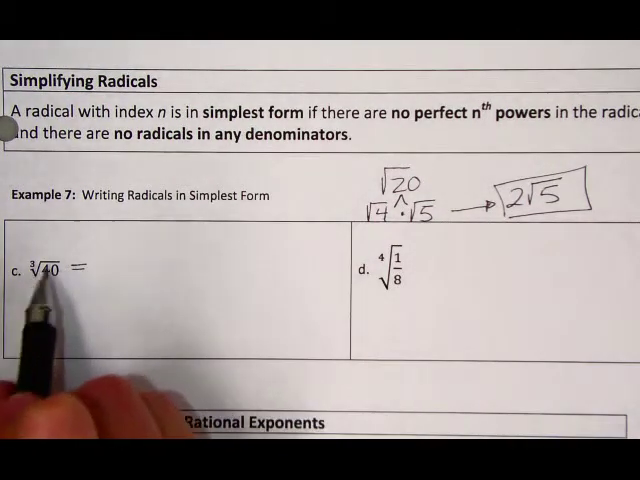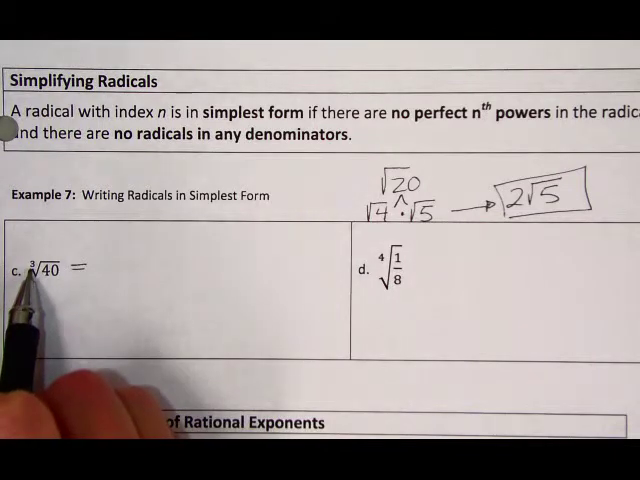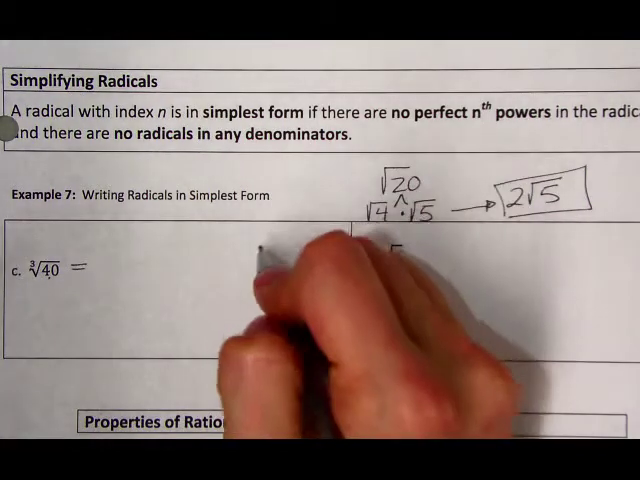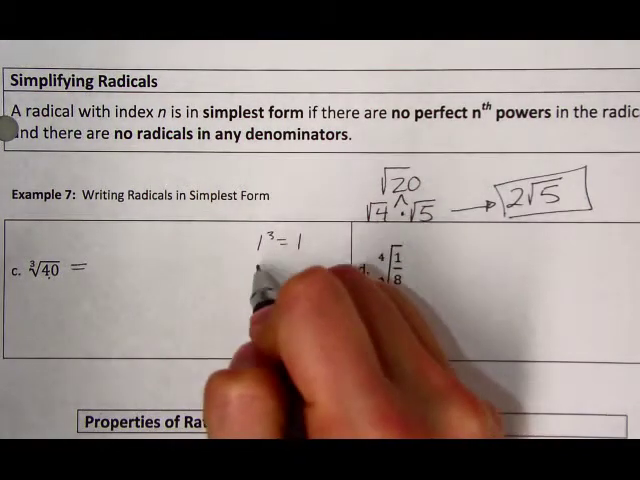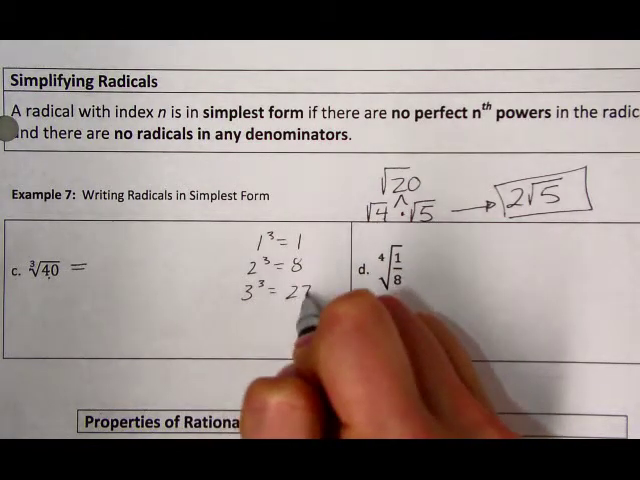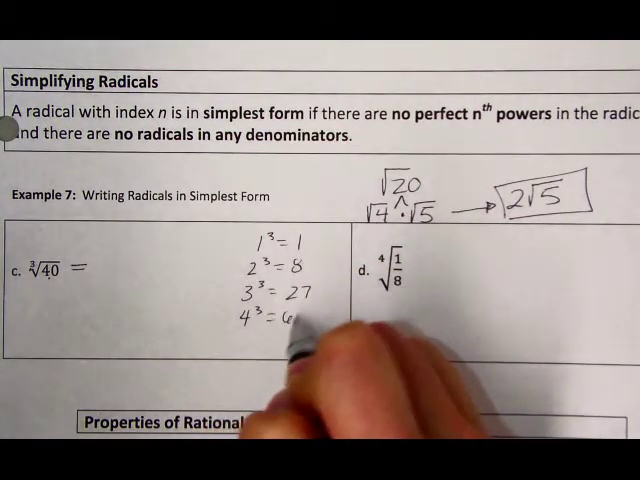So in this case, I'm looking at 40. I know I want to pull a perfect cube if I can out of the 40, which means I have to know my perfect cubes, right? So 1 cubed we know is 1, 2 cubed we know is 8, 3 cubed we know is 27, 4 cubed we know is 64.